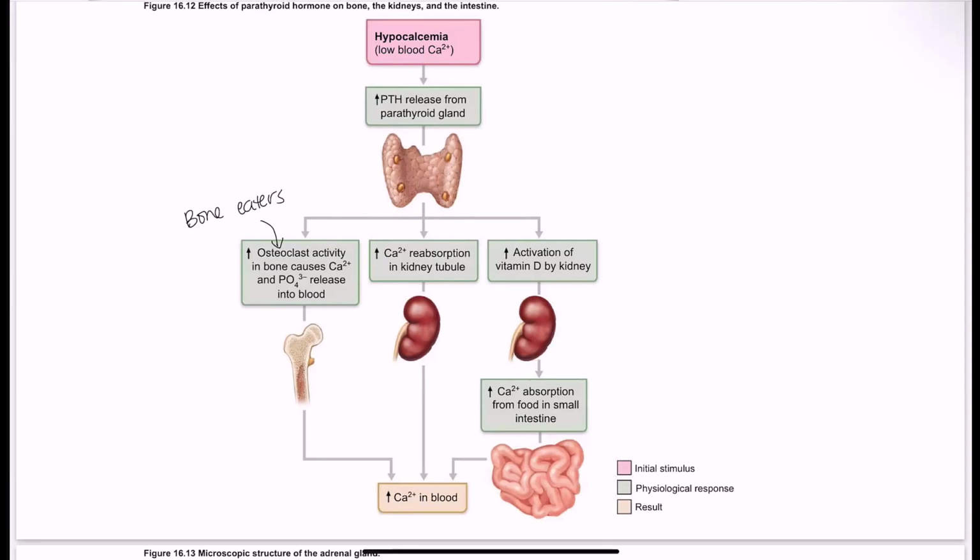The other thing that happens is that we activate vitamin D. Again, this happens in the kidney, and vitamin D is really interesting because it acts on the small intestine to promote calcium absorption. So again, more calcium in the blood. That's the end goal there. So that's parathyroid hormone: it increases blood calcium and is secreted when blood calcium is low.